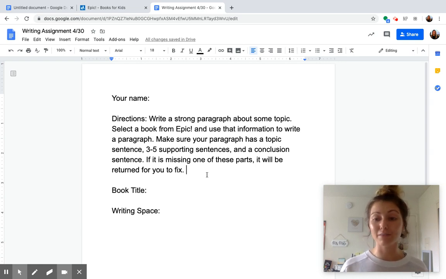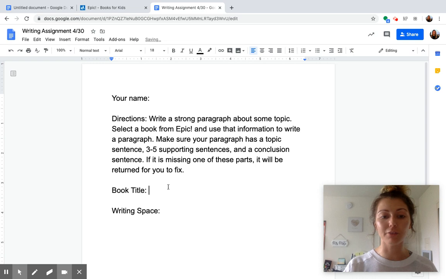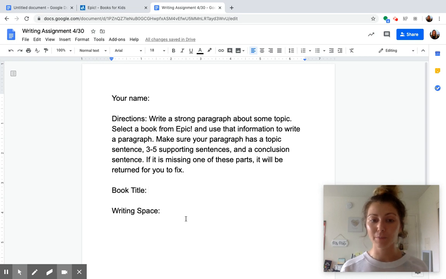That's the awesome thing with Google Docs, is that us teachers, we can just return it to you and you can fix it and then resubmit it, so that we're always working on making our writing better and stronger. Down here, 2 things I need from you: your book title, so that we know where you got your information from. We call that your resources. What were your resources? What was the book you used?